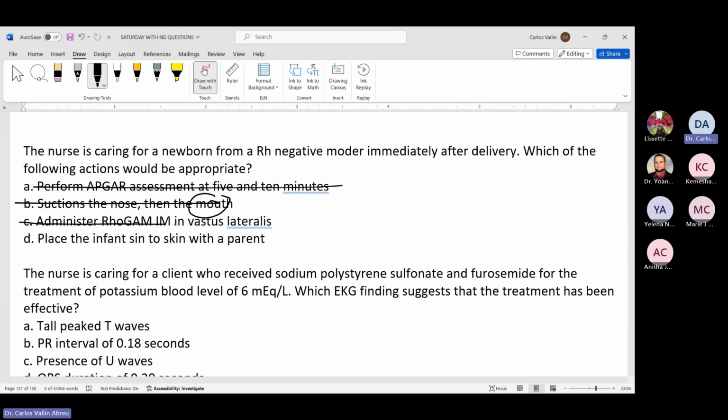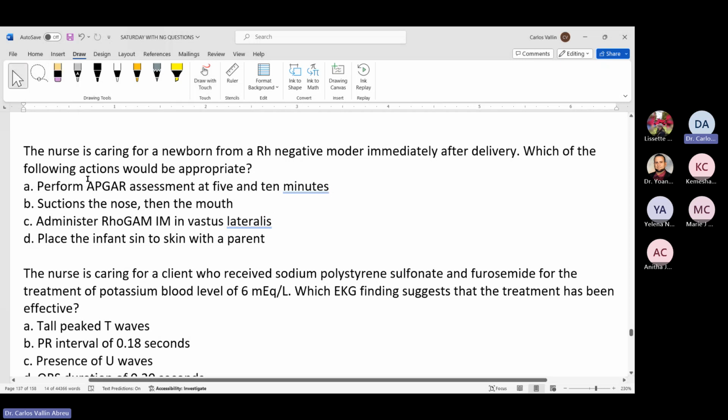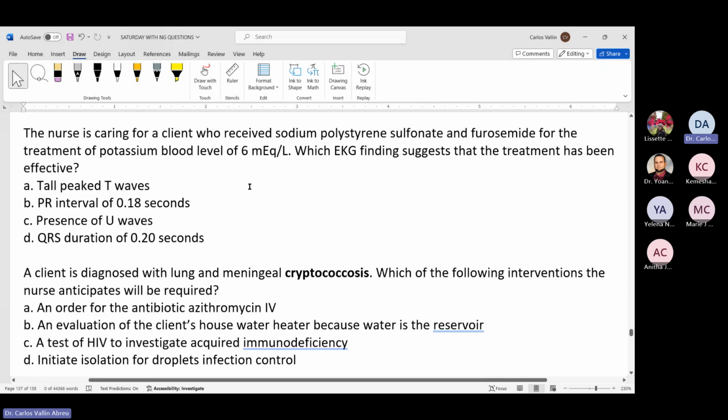Babies don't receive the RhoGAM. This is given to the mother, not to the baby. So the best answer to this question is place the infant with the mother skin to skin. That is an adequate intervention that prevents hypothermia and promotes bonding.